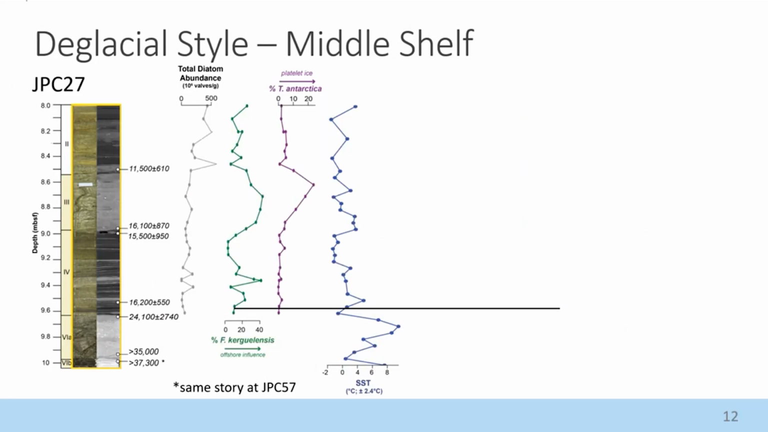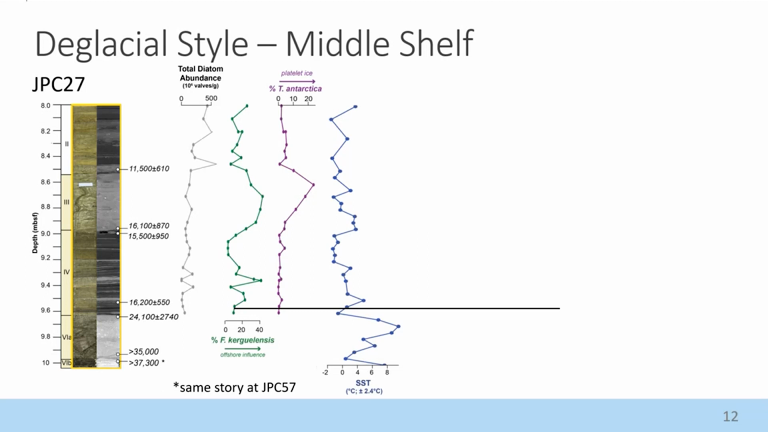And so looking into the mechanisms, I just pulled out a few of the cores. I'm not going to go through all of them. But here is the deglacial section only for JPC 27. And then I have plotted the total diatom abundance and then two different diatom species, F. kerguelensis, which is an indicator of offshore influence, and then T. antarctica, which is an indicator for platelet ice formation. And so looking at these two species, we can look at are waters coming onto the shelf versus is ice forming here. And then finally, we have the TEX86 sea surface temperatures.